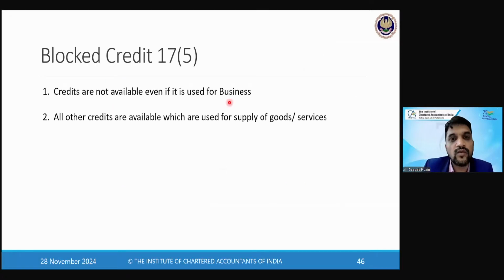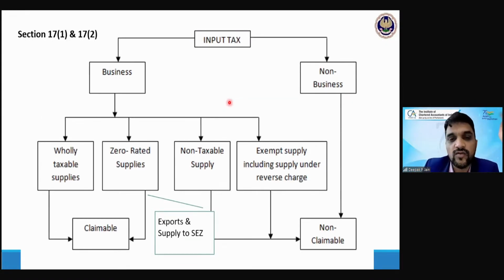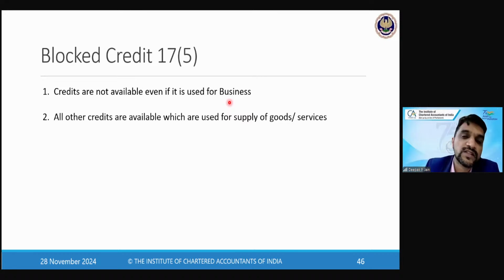Okay. So now blocked credit. Block credit section 17, subsection 5. Till now, what we read was section 17, 1 and 2. 3 and 4 also is part of it. 17.5 says that if you use for your business, still credits are not available. So 17.5 says that your made purchases appearing in your GSTR 2B, all the conditions of 16 you have satisfied. Fine, boss. But I will not give you credit of certain items. I will not give credit because credits are not available even if it is used for business, and all other credits will be available. Now, what is this 17.5?